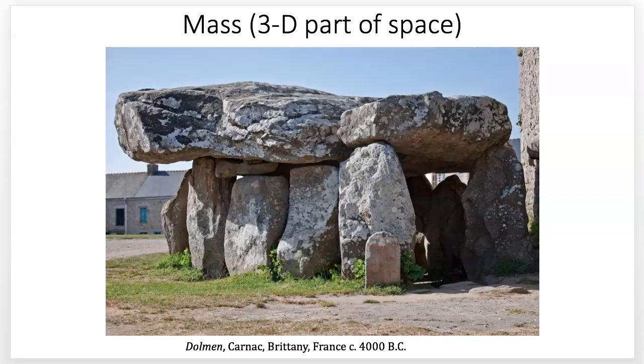Mass is the 3D part of space, and that's the bulk, density or weight of something, so it has a lot of mass. It's related to the idea of volume, which is also three-dimensional, but volume is an enclosed space a lot of times. They get kind of tricky because they interrelate to each other a lot. So we could talk about the volume of something and the mass of it as part of space.